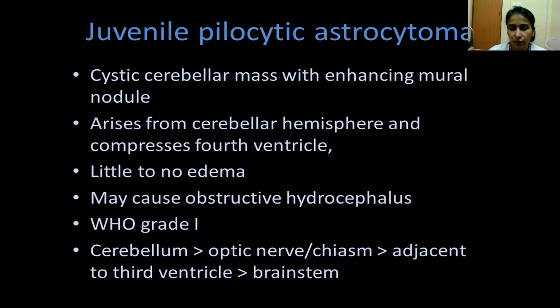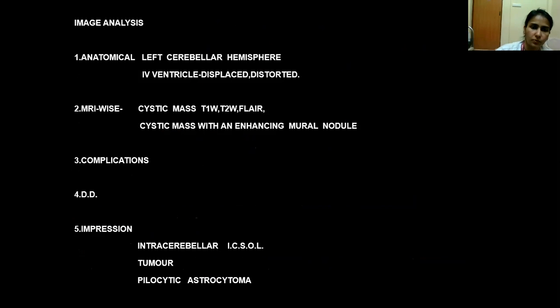It may cause obstructive hydrocephalus, and for all tumors you have to suspect the possibility of obstructive hydrocephalus as a complication. Then it is a WHO grade 1 tumor, which means the prognosis is better in grade 1 tumors. The most common location is the cerebellum. The second is the optic nerve chiasma adjacent to the third ventricle, and the least common is the brainstem. For the image analysis, again we first study what anatomical location is involved: the left cerebellar hemisphere, and the adjacent area, that is the fourth ventricle, is displaced or distorted.